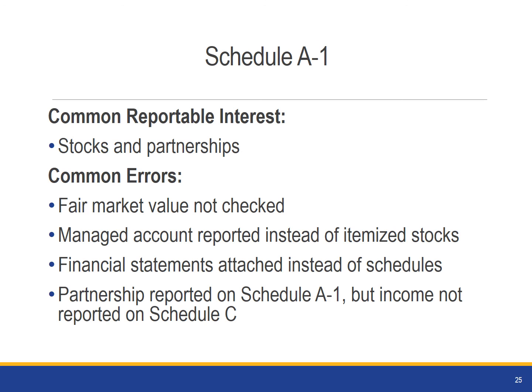The most common errors include the filer not marking the fair market value, reporting a managed account instead of itemizing the stocks held through the account, attaching financial statements instead of completing the schedule, and reporting an investment in a partnership but not reporting income from the partnership in Schedule C.